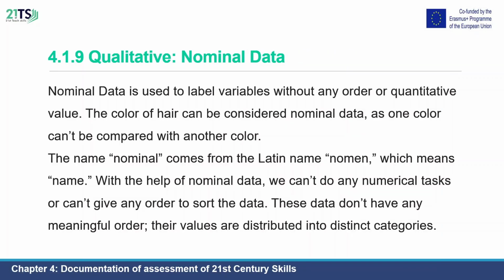Now we are talking about the qualitative, which is related to nominal data. So nominal data is used to label variables without any orders or quantitative values. The color of hair can be considered nominal data, as one color can't be compared with another color. The name nominal comes from the Latin name nomen, which means name.